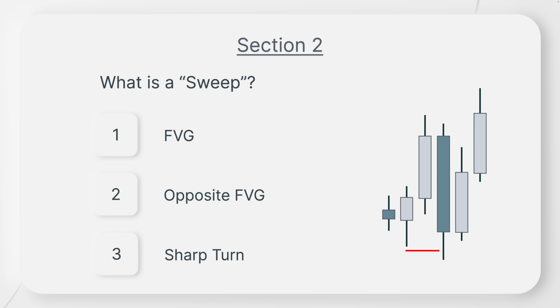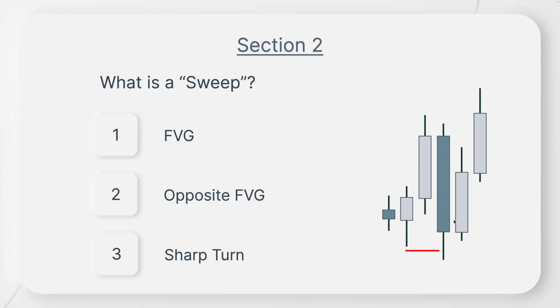The first step in understanding what a sweep actually looks like is that it starts with an FVG, fair value gap, moving into the liquidity. Then the second step is an opposite fair value gap, an opposite FVG. So if we take a look at the right side of our screen, we see this swing low, that red line right there. We would want to see a bearish fair value gap coming into that liquidity right there. And then on the next few candles, we would want to see an opposite fair value gap.